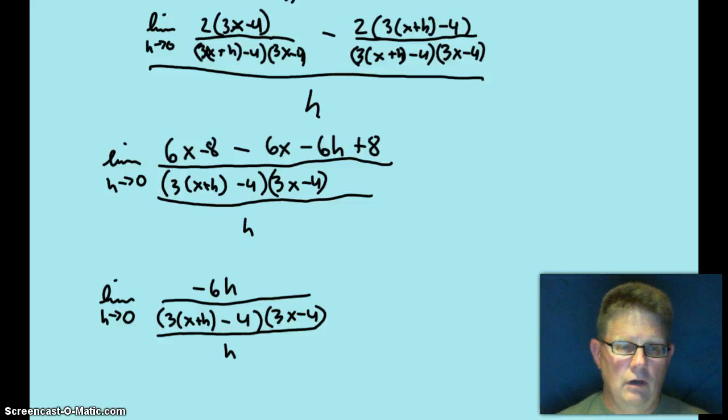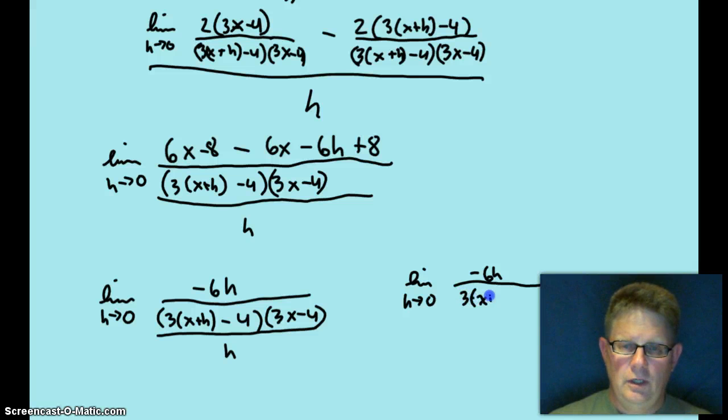Now I've got the division of two fractions, so I'm going to take the reciprocal, and we're going to have the limit as h approaches 0 of negative 6h over 3 times the expression x plus h minus 4 in parentheses times the quantity 3x minus 4. Multiply that all times 1 over h. Wow, those h's will cancel out. So in the numerator we've got negative 6. Go ahead and replace h with a 0 here, and that's just going to be x. 3x minus 4 times 3x minus 4.